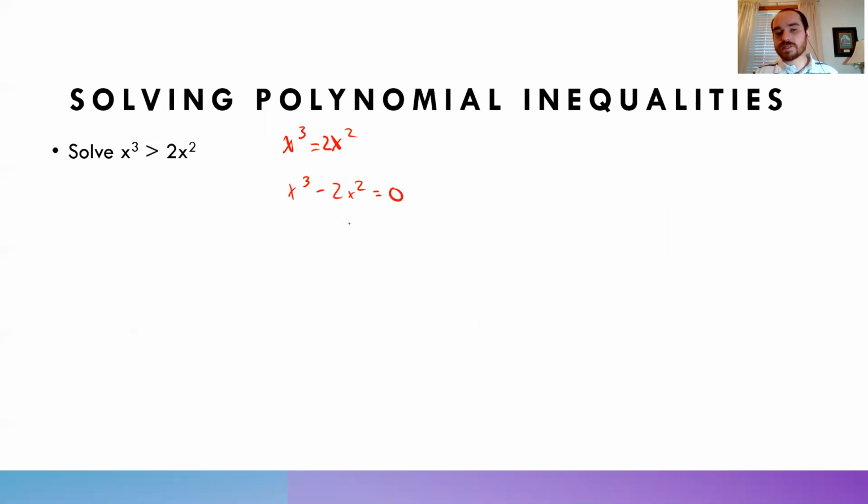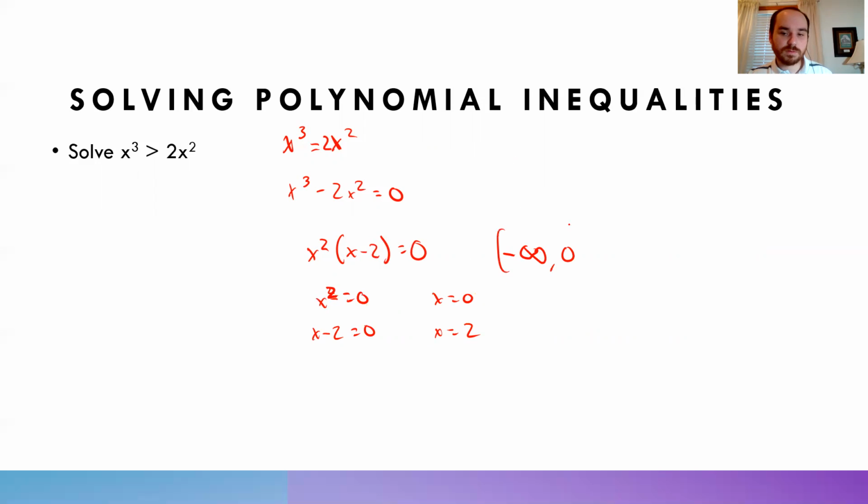Okay, then we want to solve this. Now, this one's pretty easy to do. Both of these have an x squared in them, so we're going to factor out x squared. If we do that, we get x minus 2, and then we just need to solve these. So x squared equals 0, x minus 2 equals 0, x equals 0, x equals 2. That one's pretty easy. Now that we've solved these, we have 3 different intervals. We have negative infinity to 0, because that's the smaller value. We have 0 to 2, that's our in-between, and then we have 2 to infinity.